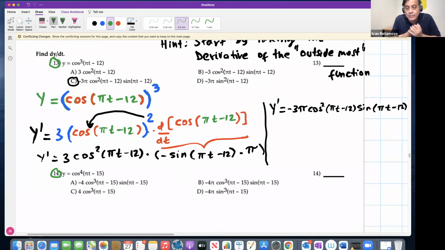Yeah, very good. Yeah, good question, good remark. Yeah, clarify your knowledge, guys. This is a nested function, right? So we are applying the chain rule twice, that's why. Yeah, try to do number 14, guys, and let's see if we can do one more.